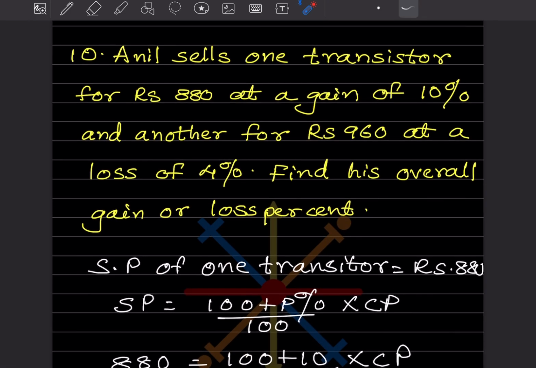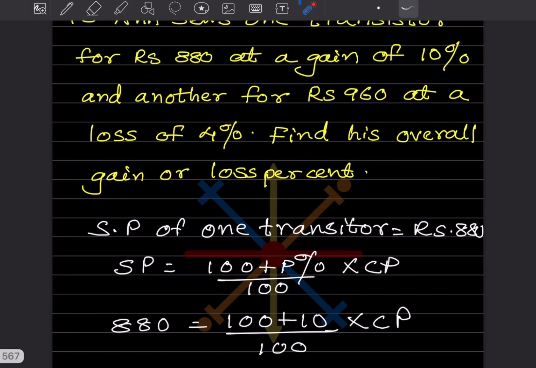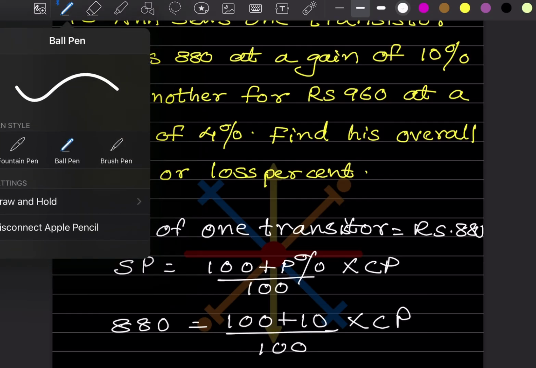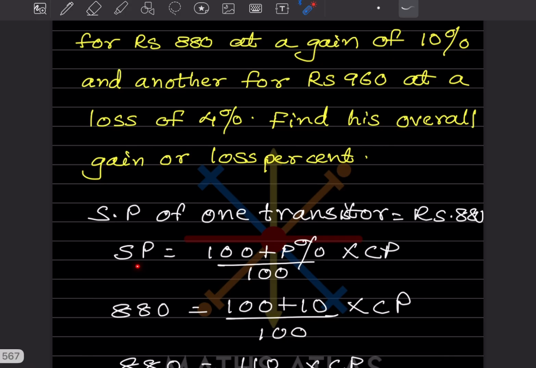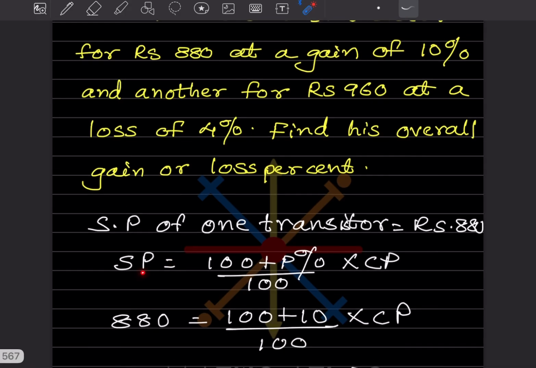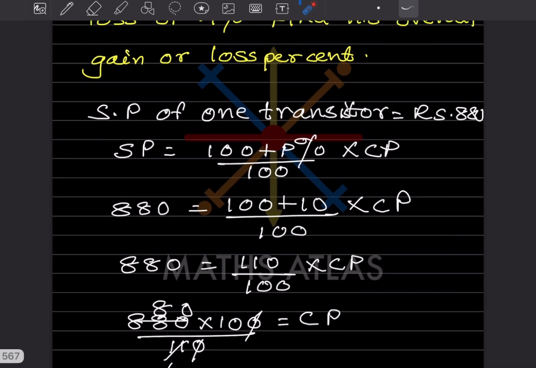So here Anil sells one transistor for rupees 880 at a gain of 10% and another for 960 at a loss of 4%. And you have to find the overall gain or loss percentage. First we don't know whether it's a gain or a loss. So now we can write here the SP, the selling price of one transistor, that is 880, and we have to find the cost price. So what will you do?